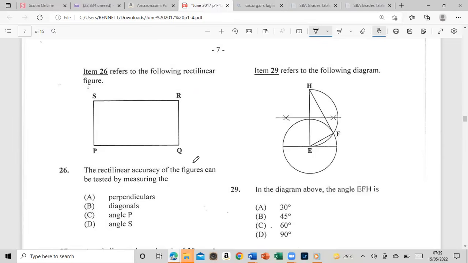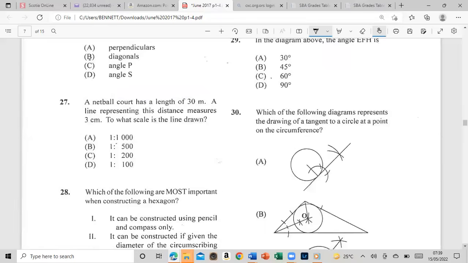Item 26 refers to the following rectilinear figure. The accuracy of the figure can be tested by measuring, is it A, the perpendicular, B, the diagonals, C, angle P, or D, angle S? And that would be B, the diagonals. So 26 is B. Let's move on to 27.